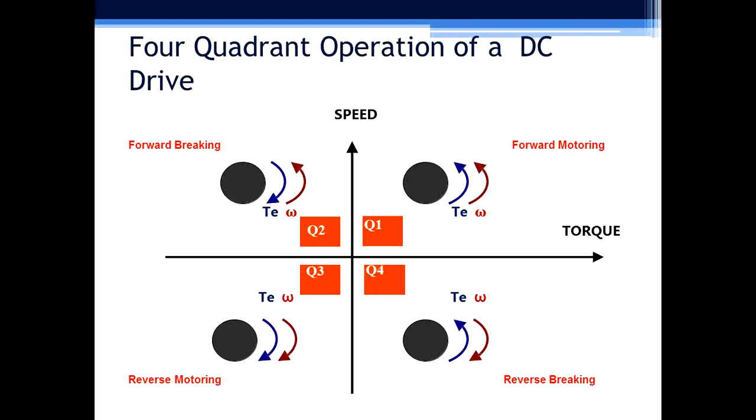Now, all these four quadrant operations may not be required for all applications. There are some applications where you will come across only forward motoring. There may be some applications where you will come across forward motoring plus forward regeneration, that is braking, and there may be few applications where you will need forward motoring, reverse motoring, forward braking and reverse braking capabilities. Based on that, you have to select a suitable power converter. So for this you have two options. Let us understand what kind of power converters can be used to achieve this.